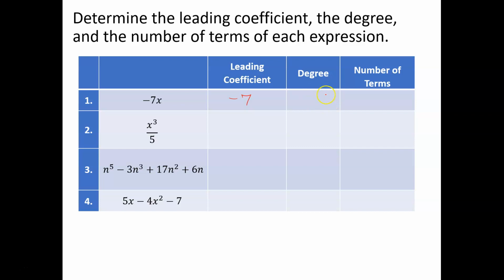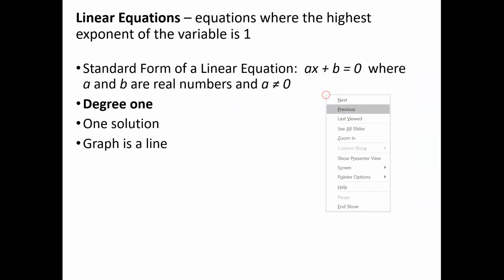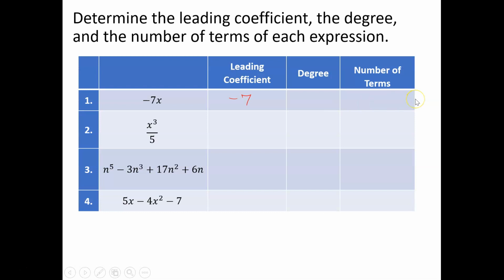The degree is the highest exponent on the variable. Remember, if you can't see that exponent, it's a 1. So the degree of this is 1. And these are multiplied together, -7 times x. So that is only one term. There's no addition or subtraction, so it's just one term. Look at number 2. It is again just one single term. There's no addition or subtraction in it.